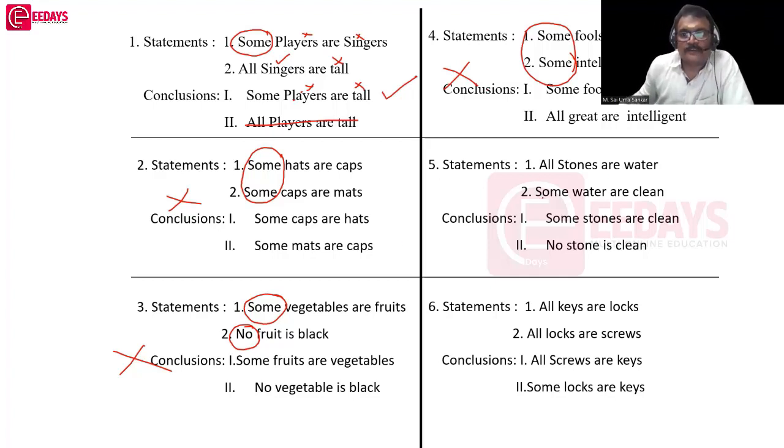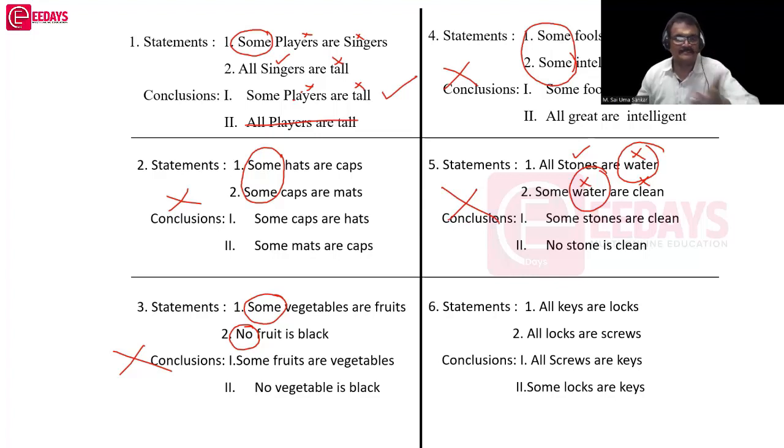All stones are water. Some water are clean. What is the middle term? Water. Next, check whether it is distributed. All stones are water: in the universal affirmative, the subject is distributed, the predicate is not distributed. Here in the particular affirmative, both subject and predicate are not distributed. What is the middle term? Water. Is it distributed? No. So if the middle term is not distributed, there is no mediate inference. Just observe carefully, you will get the answer.